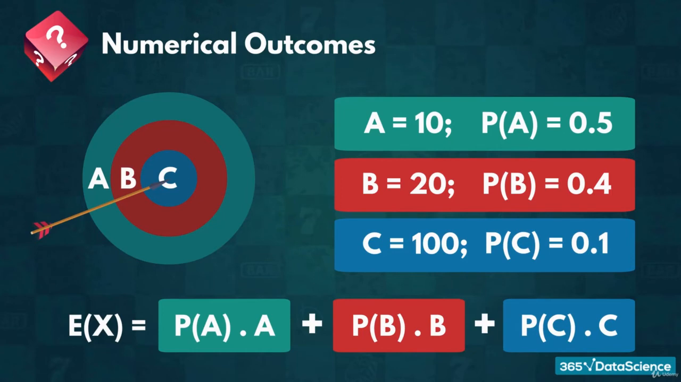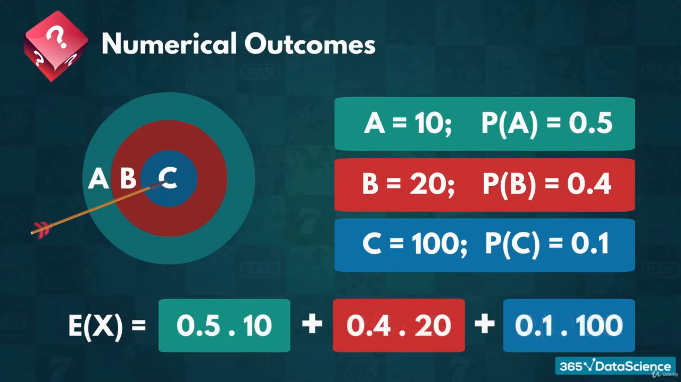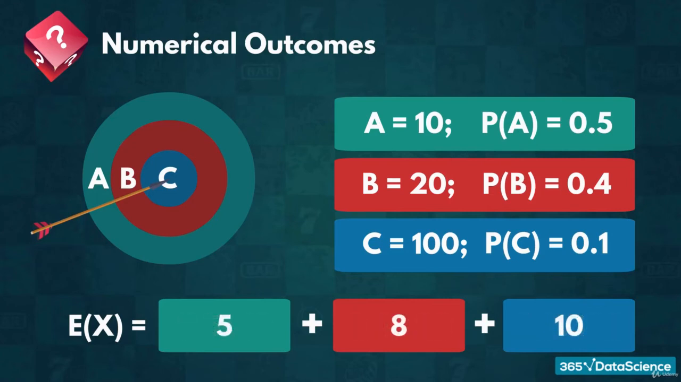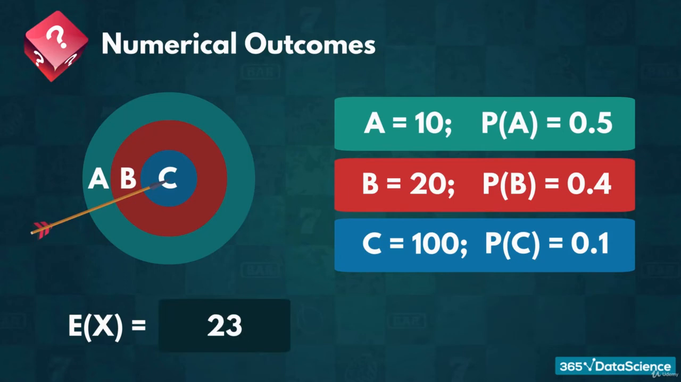The expected value for this example would be 0.5 times 10 plus 0.4 times 20 plus 0.1 times 100. This is equal to 5 plus 8 plus 10, or 23. Wait, we can never get 23 points with a single shot. So why is it important to know what the expected value of an event is?